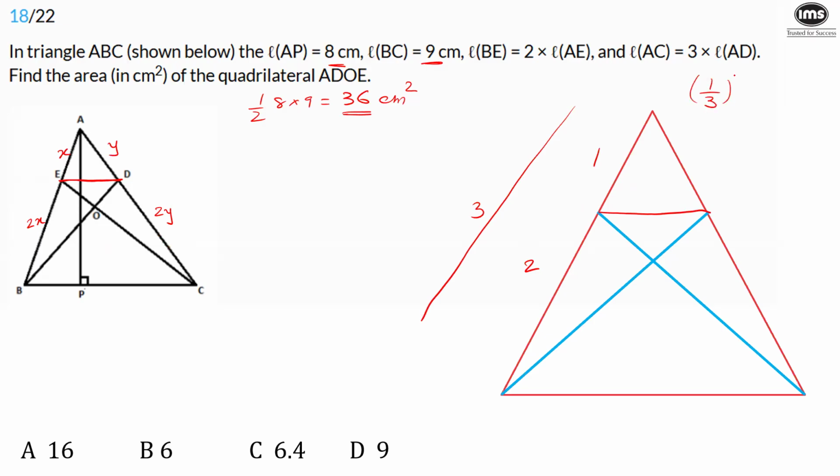So the ratio of areas of the triangle will be the square of this, and it will be 1/9. The smaller triangle at the top has an area 1/9 of the total. So 1/9 of 36 gives us 4. The area of the top triangle is 4. What we need now is the area of this triangle. That's the question. This is what we need.